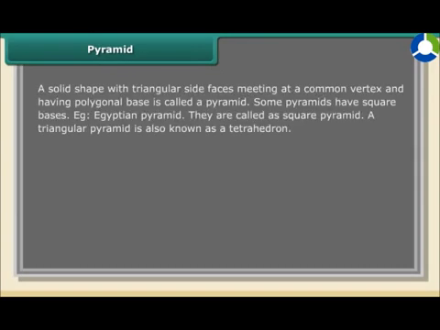Pyramid. A solid shape with triangular side faces meeting at a common vertex and having a polygonal base is called a pyramid. Some pyramids have square bases, for example, the Egyptian pyramids. They are called square pyramids. A triangular pyramid is also known as a tetrahedron.